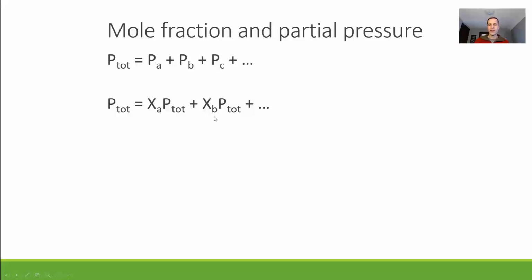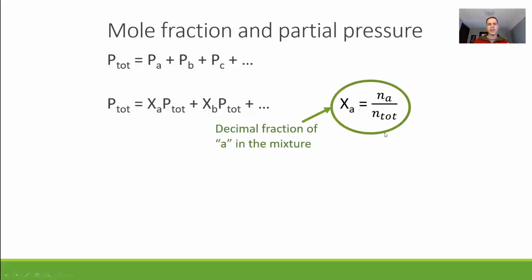And so you might be going, well, what is this X? That's actually the mole fraction, and it's defined this way. The mole fraction of A, X of A, is the moles of A divided by the total number of moles that we have. And really, all that is is a decimal fraction of A. So what percent of the total number of moles are A, but expressed as a decimal fraction. That's really useful because that's sometimes an easier thing to determine.